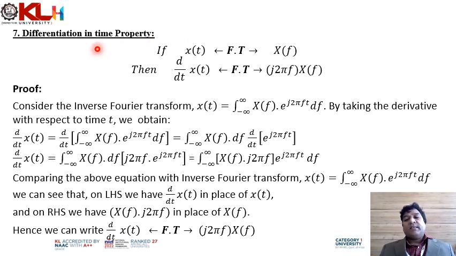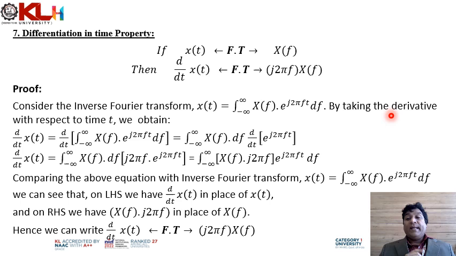Now we are going to discuss another property, which is the differentiation in time property. If you take the signal d by dt of x of t, then the Fourier transform will be j 2 pi f multiplied by capital X of f. Now we are going to prove this property by taking the inverse Fourier transform as we did before. So x of t is the integral of capital X of f multiplied by e power plus j 2 pi f t df.